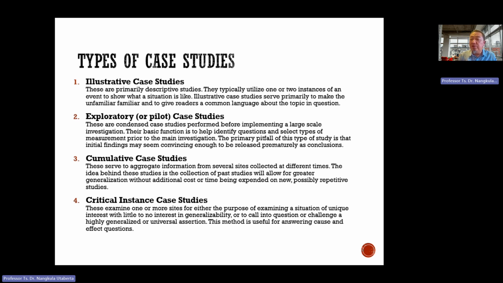Then the third one they call cumulative case study. A cumulative study is not over one or two months, but sometimes over decades. So over a decade, you accumulate certain cases.